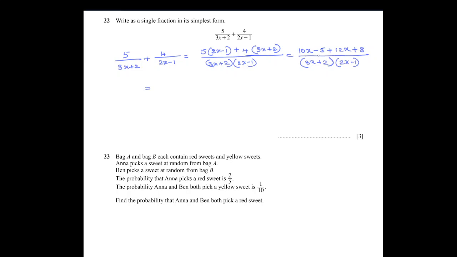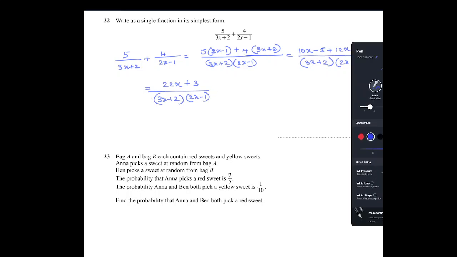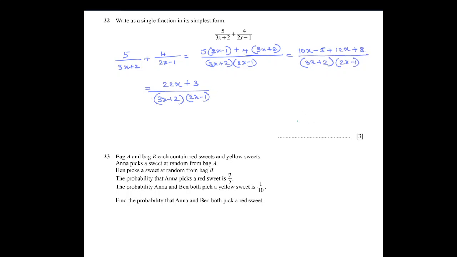Just simplify the numerator. 10x plus 12x is 22x, minus 5 plus 8 is plus 3, over the same denominator, 3x plus 2 into 2x minus 1. That's all. So 22x plus 3 over 3x plus 2 into 2x minus 1. Question number 22 is done.